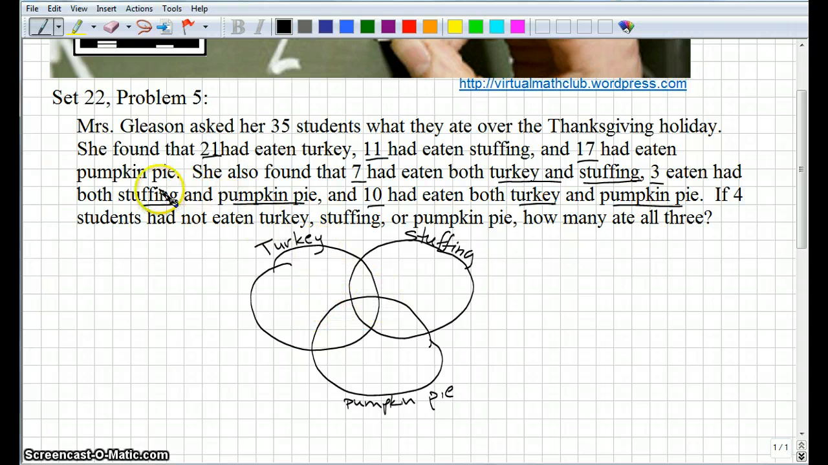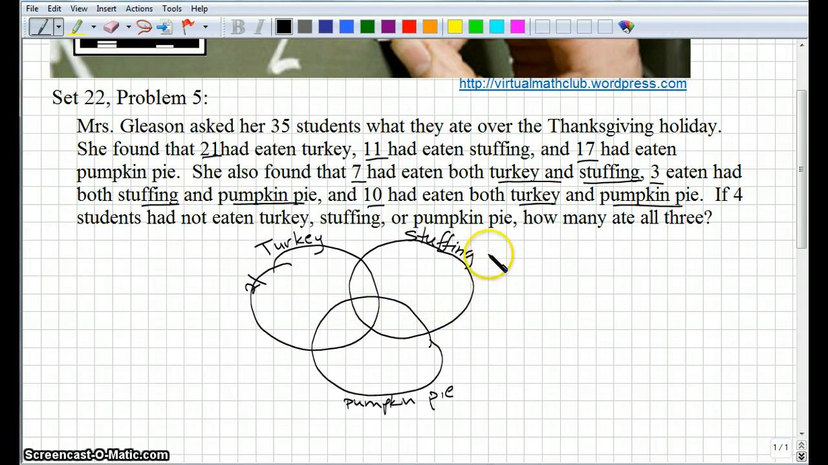So, what have we got? We've got 21 had eaten turkey. So let's put that on the diagram. Now, 21 represents this whole set. It includes kids who only ate turkey, kids who ate turkey and pumpkin pie, kids who ate turkey and stuffing, and kids who ate all 3. So instead of writing it anywhere in the area, I'm actually going to write it on the line. It helps me remember that that is the whole set if I write it on the line.